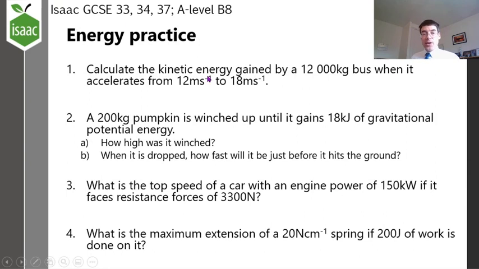There are plenty of extra practice examples on these Isaac pages, so have a go at those. Pause the video so you can see the questions, and there are worked solutions below when you're ready for them.